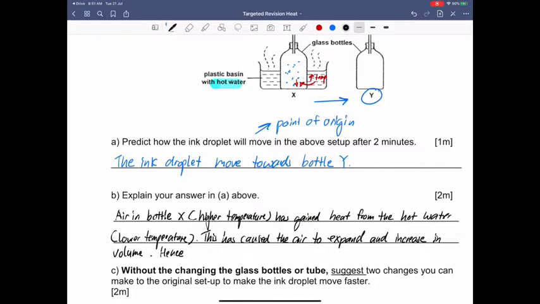Hence, occupying more space and pushing the droplet to Y. Okay, so this is a very clear and concise way that you can use my strategy to answer this type of question.